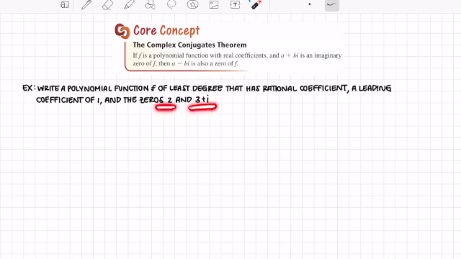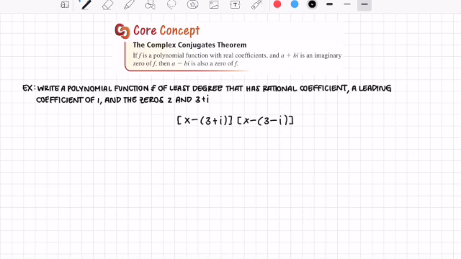If I were to write down these factors, not only would I have x, oops, sorry, I'm going to use brackets. Not only would I have x minus the 3 plus i, but I would also need the factor where x is subtracting 3 minus i as well, based off of the complex conjugates theorem. And again, don't forget the other one. The other zero was 2, so my other factor was x minus 2.